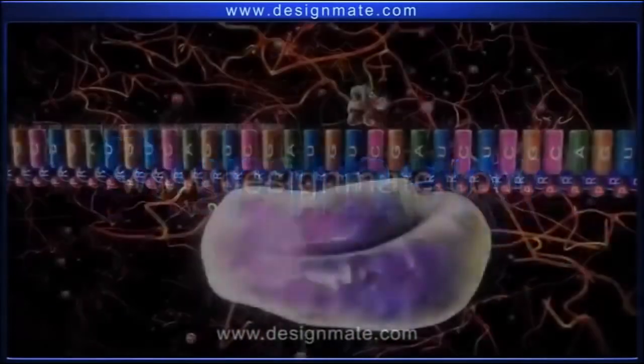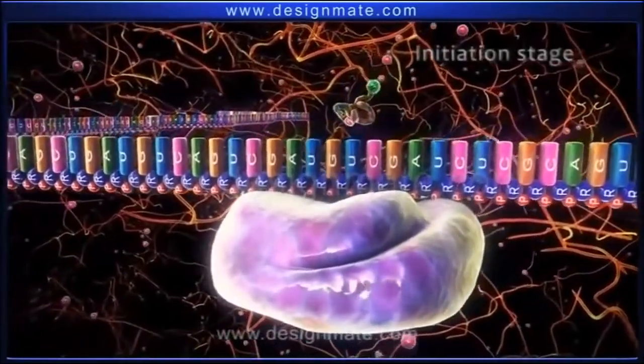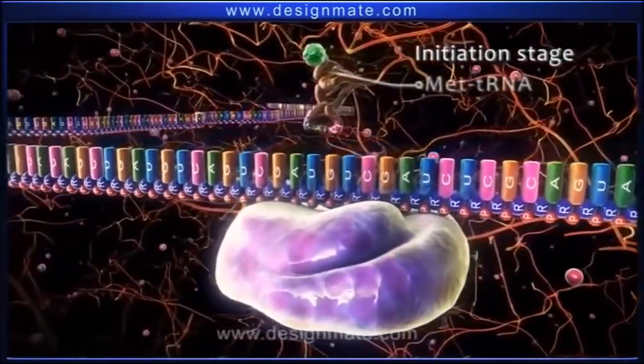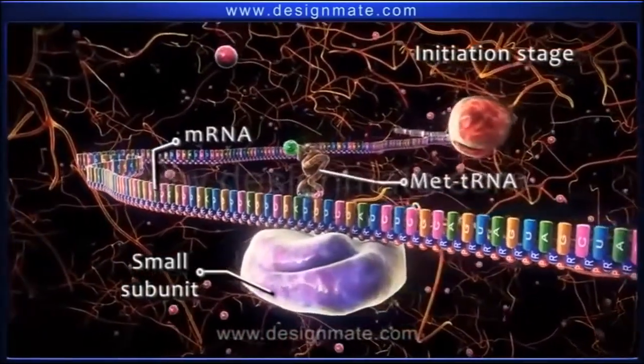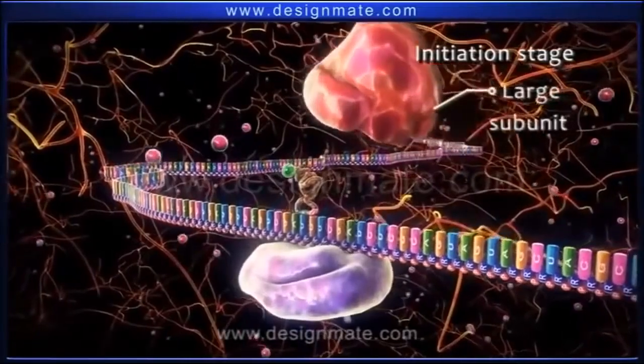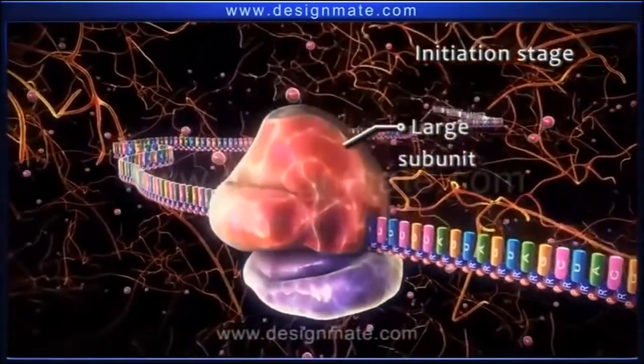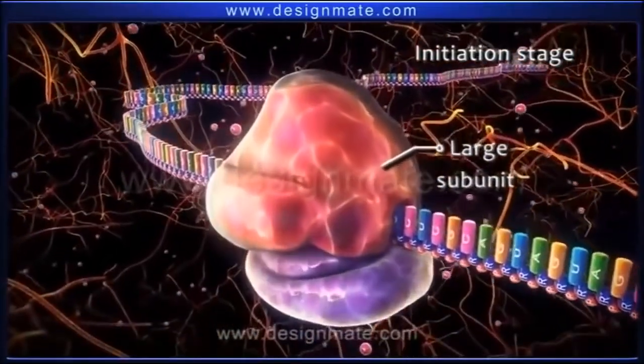Summary. Protein synthesis shows that the first stage involves the binding of met-tRNA to mRNA and the small subunit of the ribosome. The larger subunit of the ribosome then combines with the small subunit.